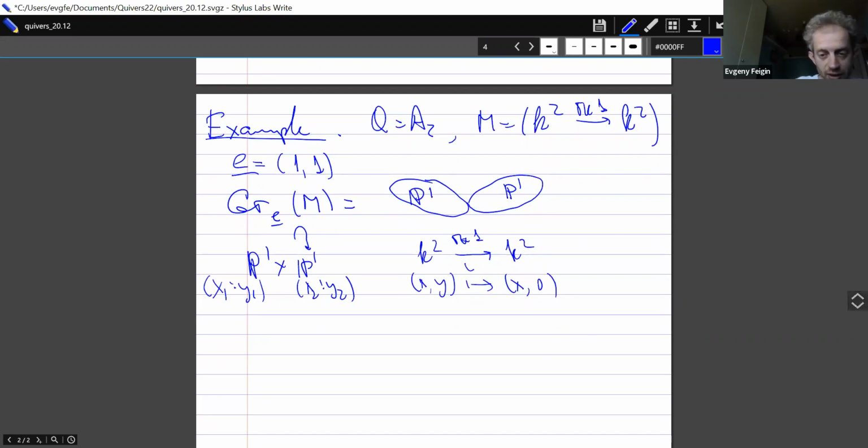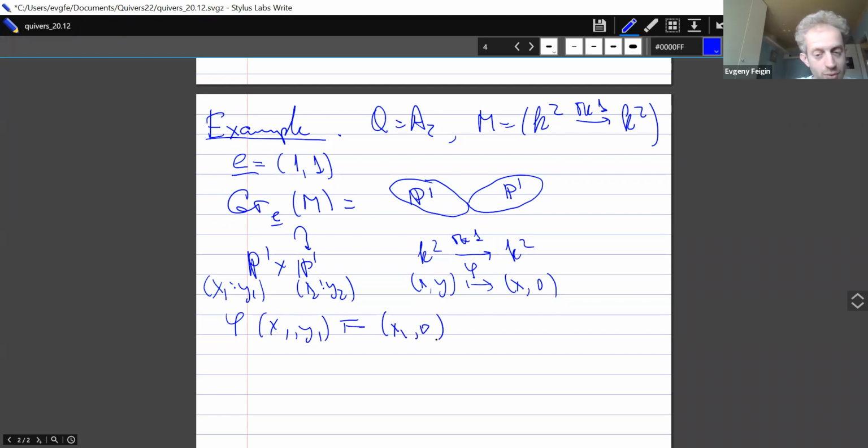So then let me denote it by phi. So what do we need? We take a line (x1, y1), and then we want this line to be mapped into the line. So let's just take a vector (x1, y1), and then it is mapped to (x1, 0). And this vector has to be contained in a line passing through (x2, y2), right? So what does it mean? When this sits in K(x2, y2), what is the condition on x1, x2, and y2?